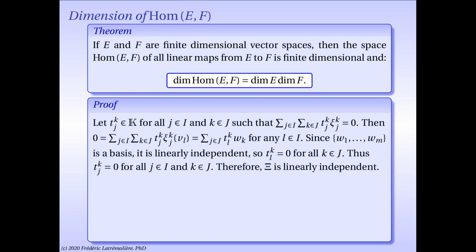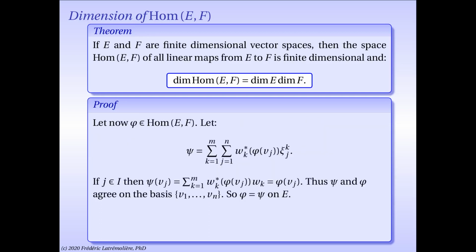So we got that t sub L superscript k is 0 for all k and j. Since L was arbitrary between 1 and n, I can conclude that for all j between 1 and n and all k between 1 and m, the coefficient t superscript k subscript j is 0. Therefore, I have proven that psi is linearly independent. I want to prove that psi is also spanning.